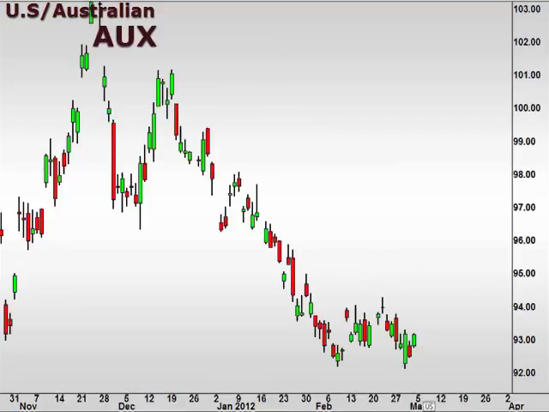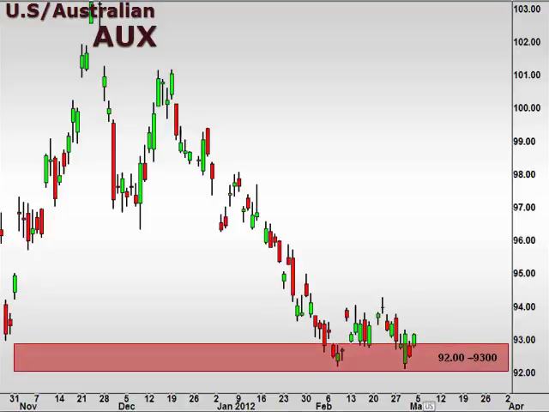Let's take a look at the US dollar versus the Australian dollar, as seen here in the ISC FX Options pair value AUX. Well, it appears as though the AUX has formed a double bottom at the 92.93 support level. A break above 94 opens the window for a move higher.